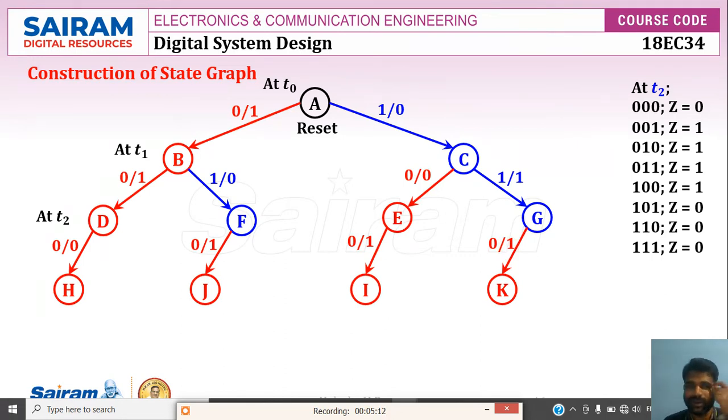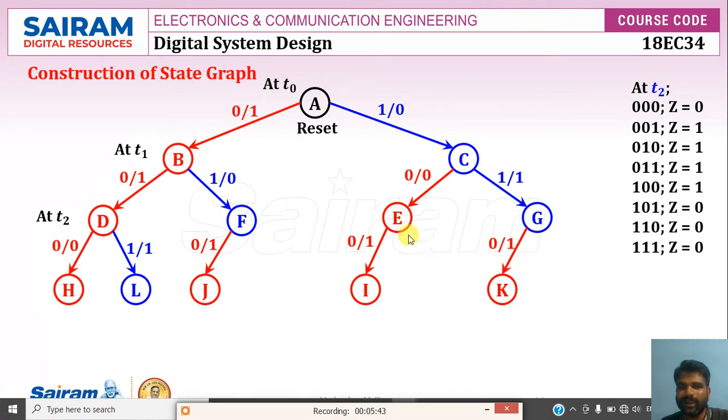We verified at T2 with 0 received. Next, analyze in a similar way at T2 if 1 is received. I mean, start from D, if 1 is received, let it go to new state L. Output is 1 because the total received sequence is 1, 0 and 0. So for 1 0 0, output is 1.